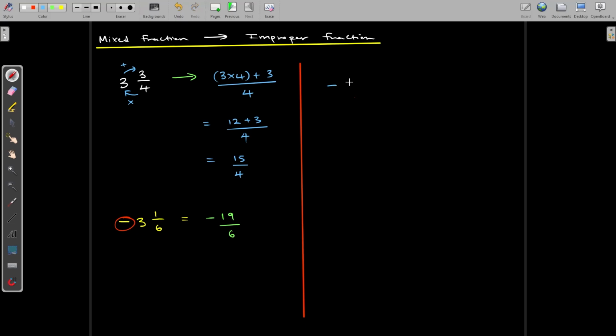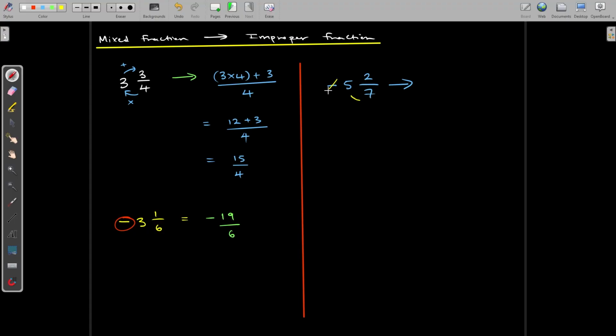Alright, try this one. Negative 5 and 2/7. Convert that to an improper fraction. Negative 37/7. How did you get that? The 5 times the 7, 35 plus the 2, 37, and go back to negative. So 5 times the 7.